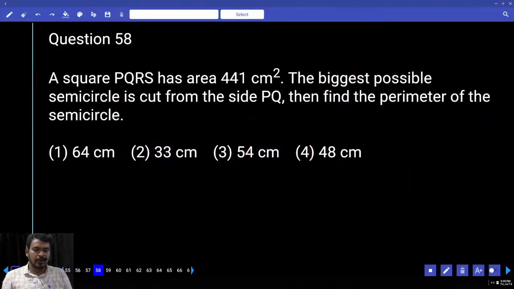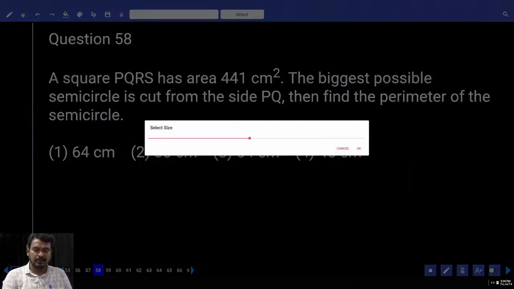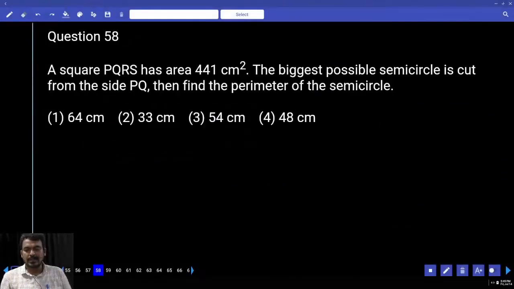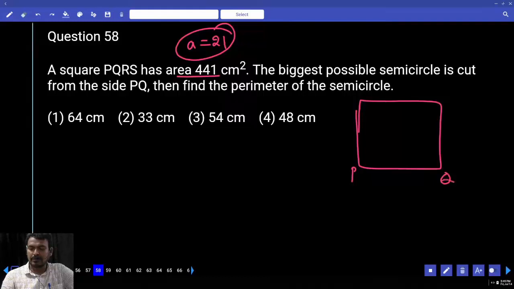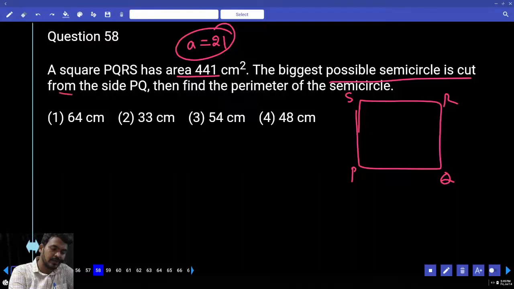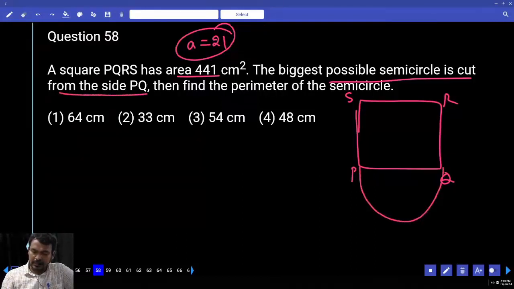A square PQRS has area 441 centimeter square. The biggest possible semicircle is cut from the side PQ. Find the perimeter of the semicircle. What is the square area given? 441. What is the side of the square? 21. And here, a square PQRS means all four sides are same or different? Same. And here the biggest possible semicircle is cut from the side PQ, means this is a semicircle.